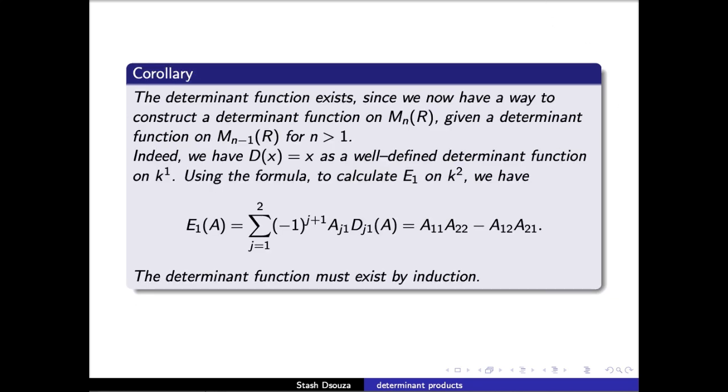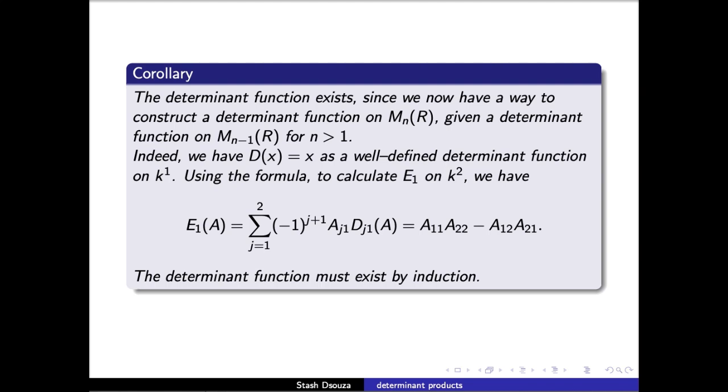As a quick little corollary, we have the following result. The determinant function exists for all given n. Since we now have a way to construct a determinant function on the space of real matrices of dimension n, given that we already have one on real matrices of dimension n minus 1 for n greater than 1. Indeed, the function d of x equal to x for scalars x in the field F is a well-defined determinant function on K1, and that is alternating, it's n-linear, it's one-linear in fact, and it sends the identity, that is 1, to itself.